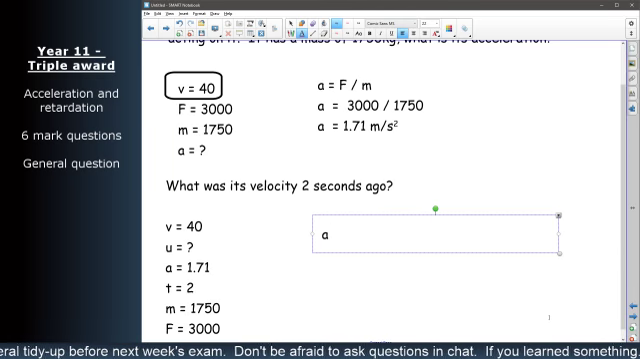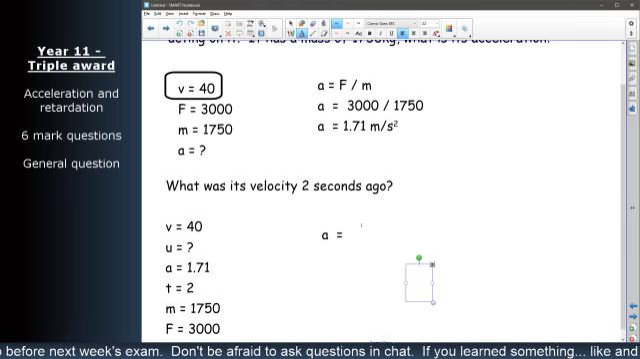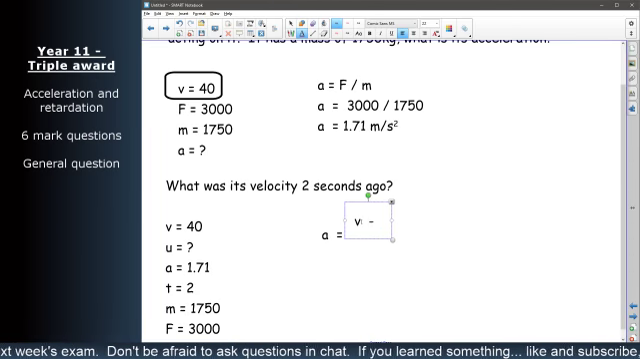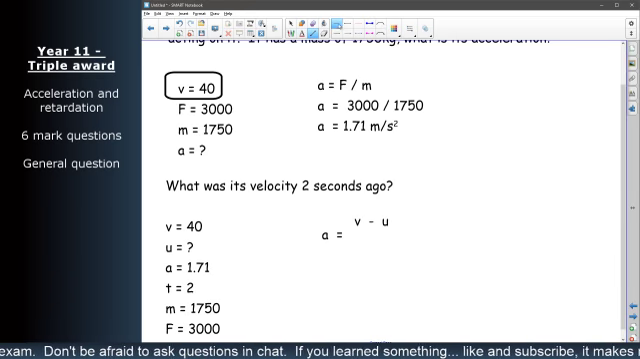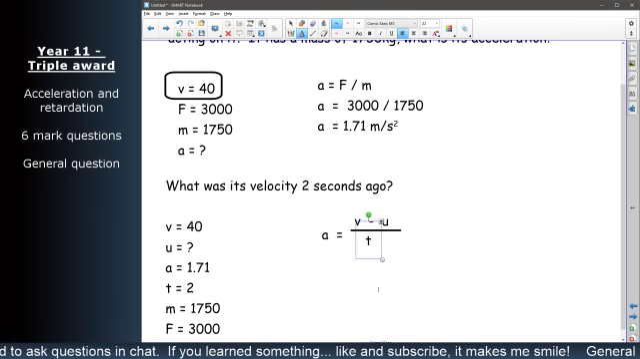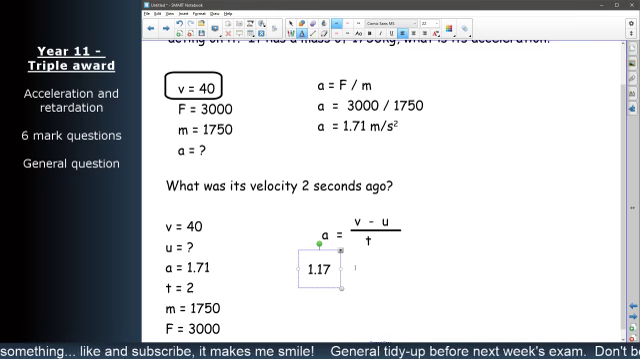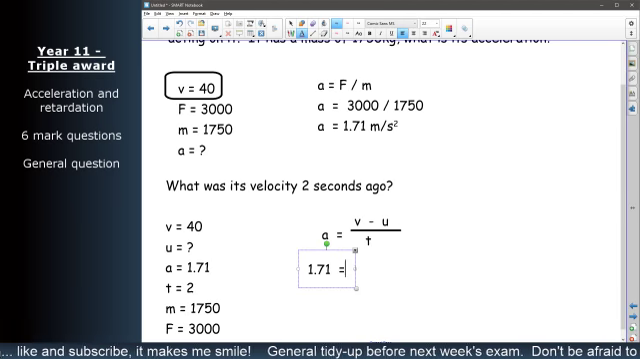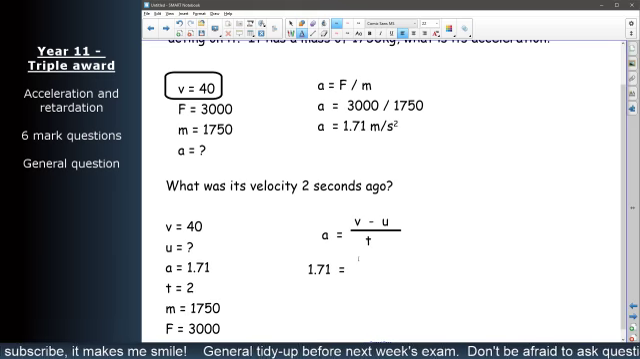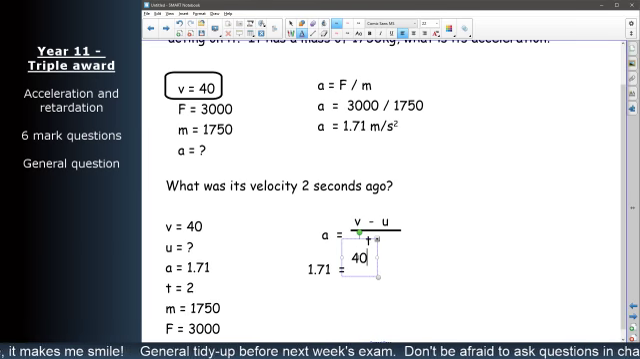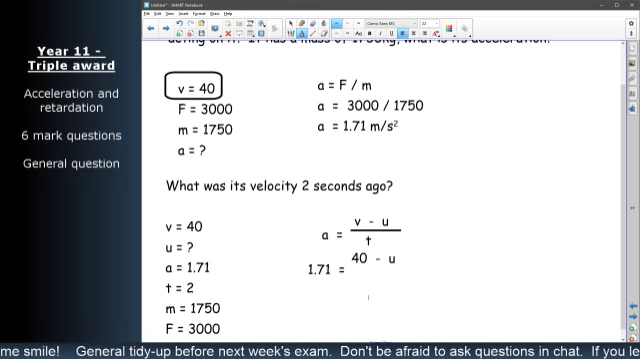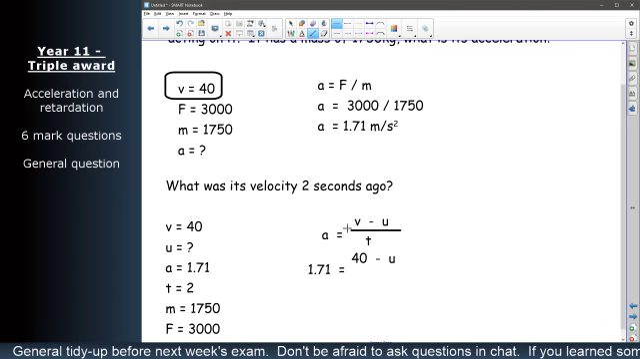Right, so our equation: A equals V, take away U, and then we divide all that by T. We've got a mark on the board for not doing anything yet. Now, a bit of rearrangement to do here. We can rearrange beforehand, but I don't like doing that in these situations. I'm much more a fan of popping the numbers in and then working with numbers. Most people are better at working with numbers in equations than with letters, and since we've got all but one of the numbers, this makes sense. So this is 1.71 equals 40 take away U, divided by T, which is 2.